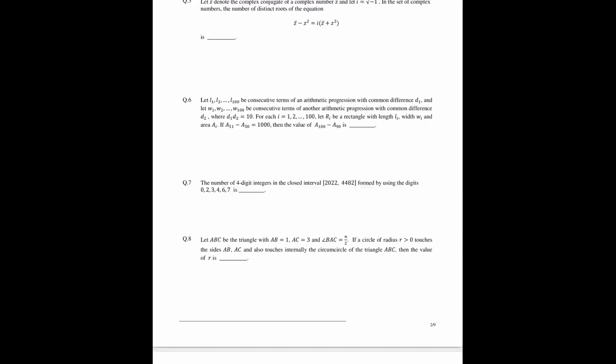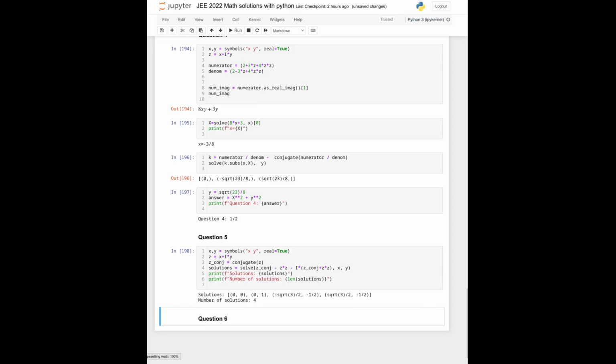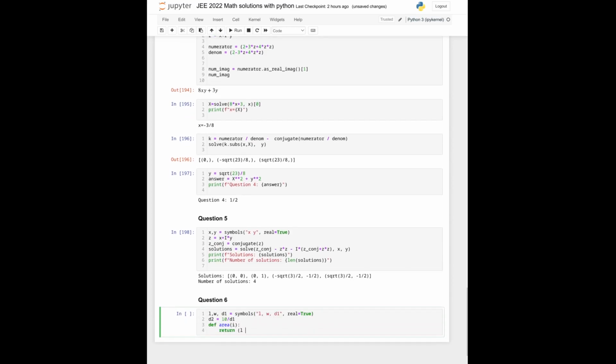Question 6. Let L1 to L100 be consecutive terms of an arithmetic progression with difference d1. Let W1 to W100 be consecutive terms of an arithmetic progression with difference d2. Just write the formula for area as a function. For d2 we can substitute it with 10 divided by d1.